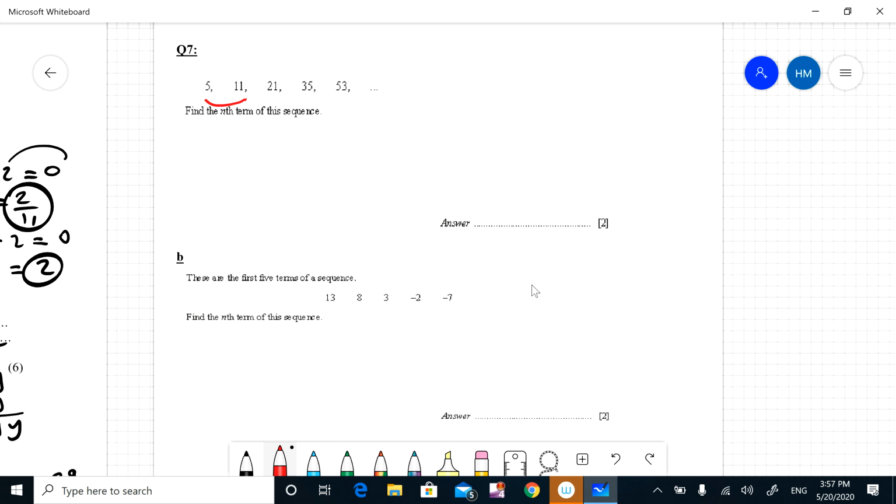So 11 minus 5 is 6, and 21 minus 11 is 10. 35 minus 21 is 14, and 53 minus 35 is 18. But if you look at the second difference, 10 minus 6 is 4, 14 minus 10 is 4, 18 minus 14 is 4. So you can use the formula, it's a quadratic.